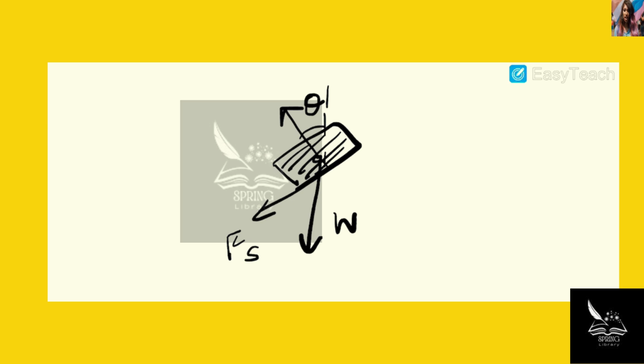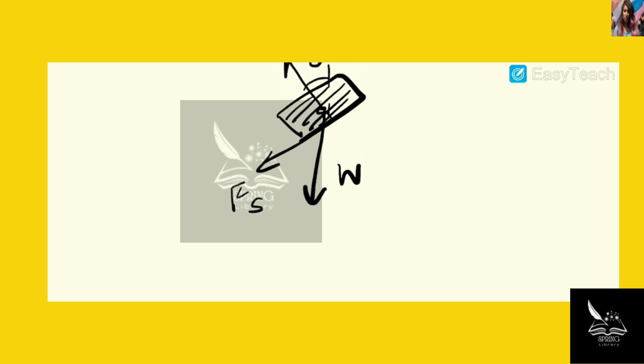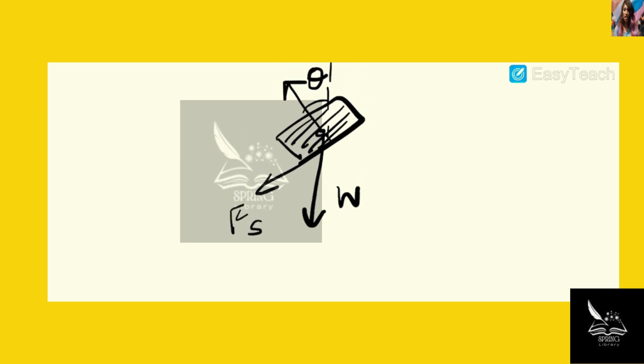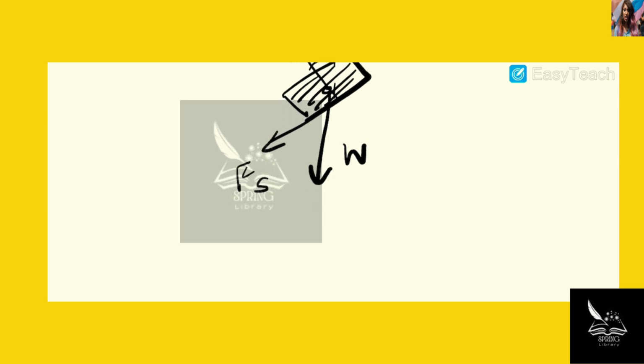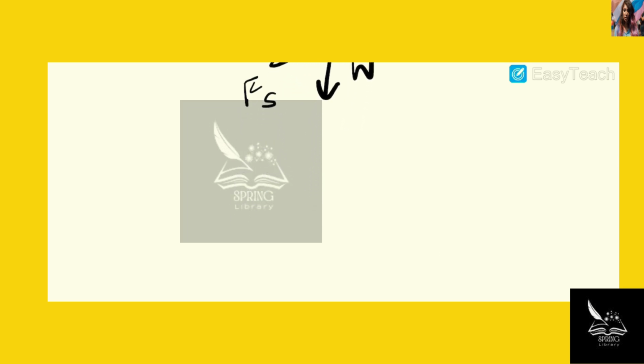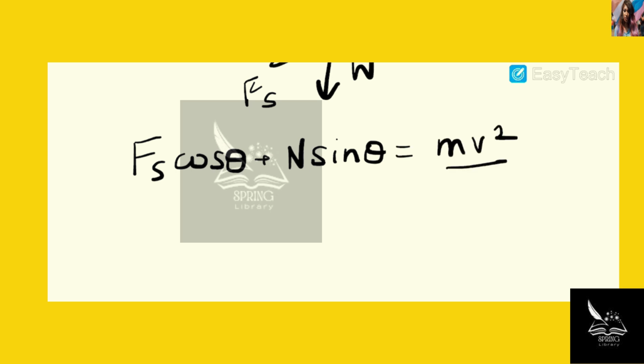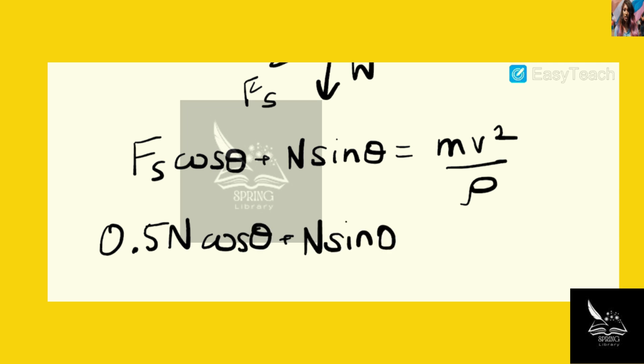Now, by doing Newton's second law in the normal direction, we see that we have forces in the normal direction that are coming from the normal force and the friction force. So this is going to be equal to Fs cos theta plus n sine theta, and that's equal to mv squared over rho. We know that Fs is just 0.5 times n, so this will give us 0.5 n cos theta plus n sine theta, which is equal to mv squared over rho.